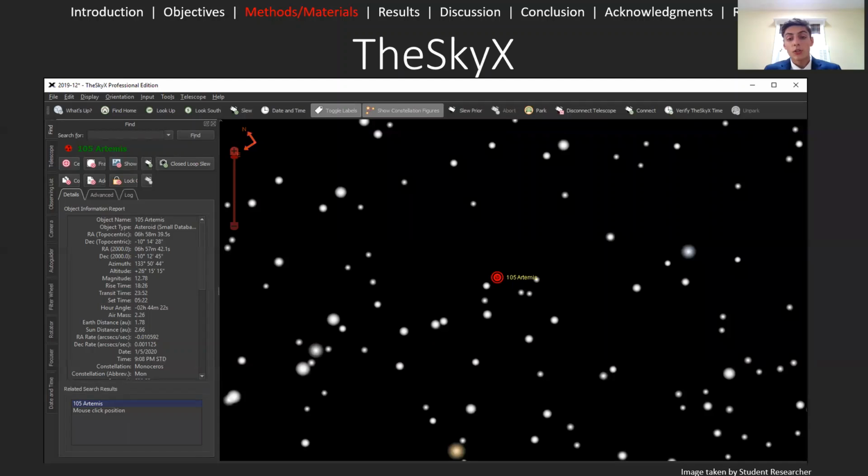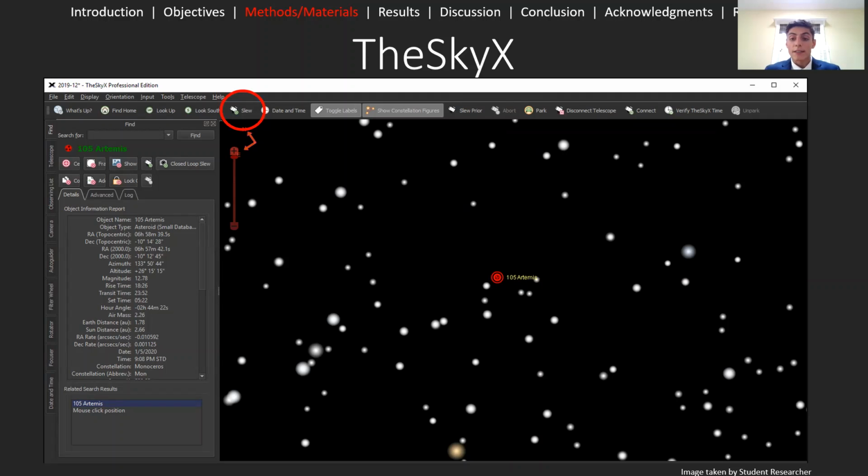The program that I use to control the telescope is called TheSkyX, and TheSkyX is a very simple program that uses a multitude of star catalogs to locate objects in the night sky. Here I was locating asteroid 105 Artemis, seen there in the center of the slide, and once I locked onto it, I simply hit Slew To, and then the asteroid is tracked throughout the night sky.